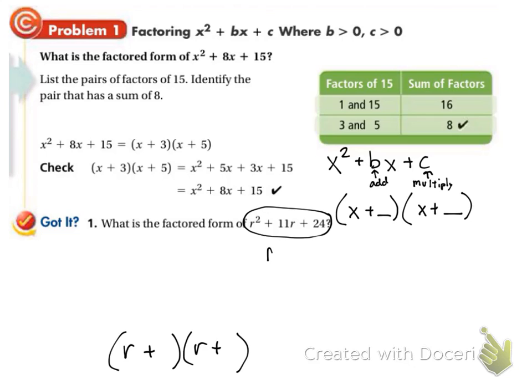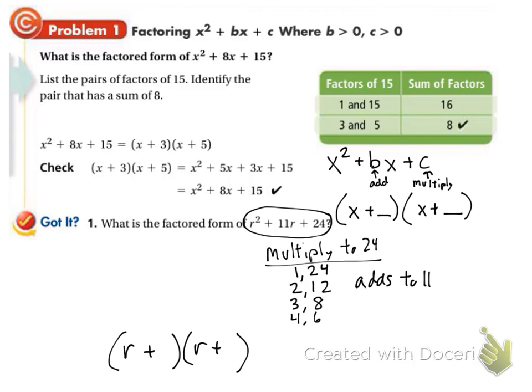So we're looking for numbers that multiply to 24. We're going to write it out in pairs. 1 and 24, 2 and 12, 3 and 8, 4 and 6, 5 and nothing. And then we get to 6 and we already have 6, so I'd be done. Now I need to look at those pairs and see which of those adds to 11. So that's 8 and 3.